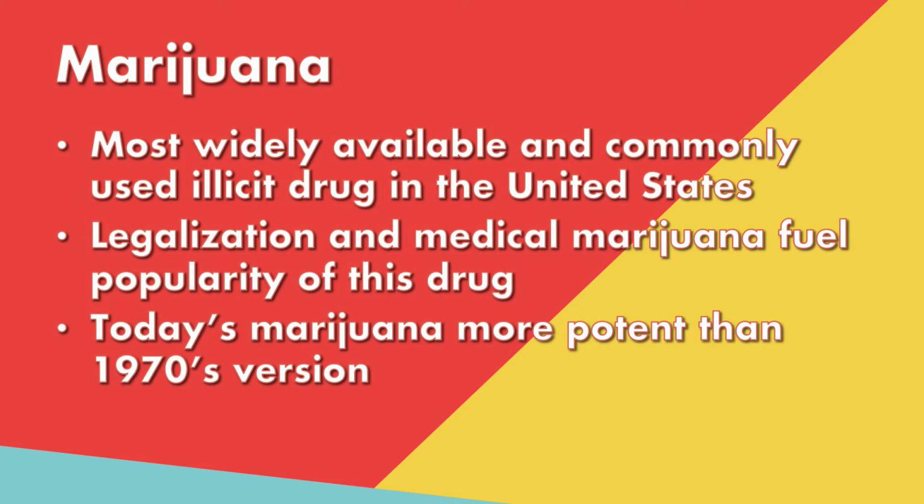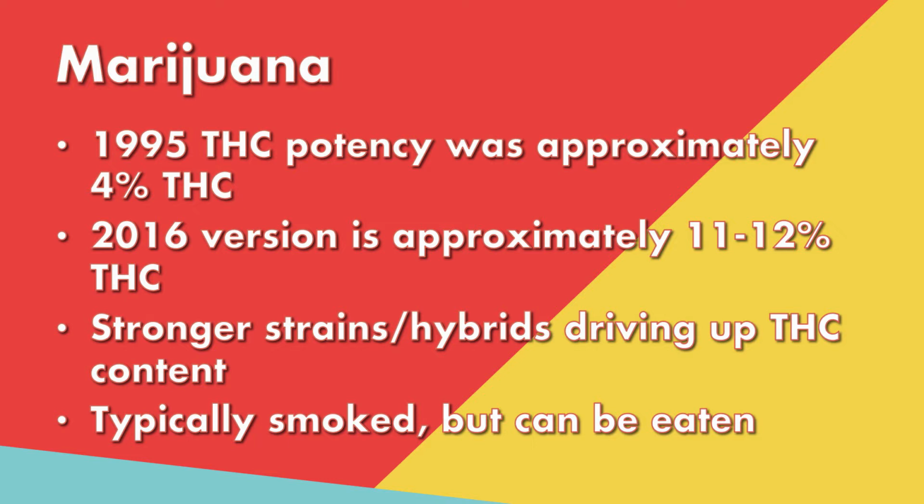Marijuana is the most widely available and commonly used illicit drug in the United States. Right now, legalization and medical marijuana fuel the popularity of this drug, along with some rap groups and other performing artists. Today's marijuana is very potent compared to the 1970s version. The 1995 THC potency was approximately 4% THC, but the 2016 version is approximately 11 to 12% THC. The issue with that is stronger strains and hybrids are driving up THC content.